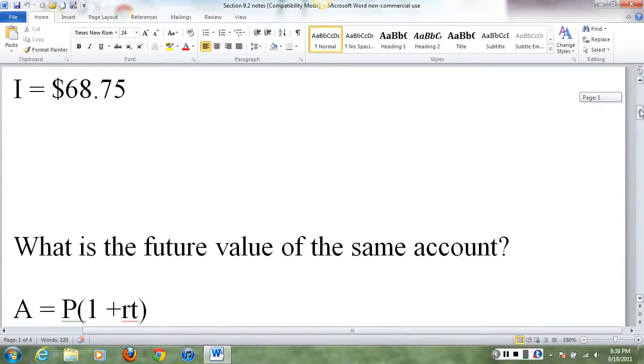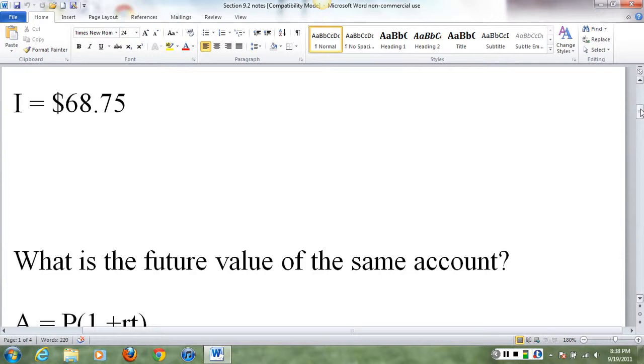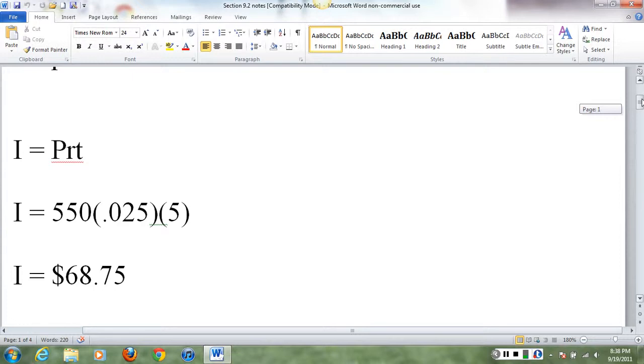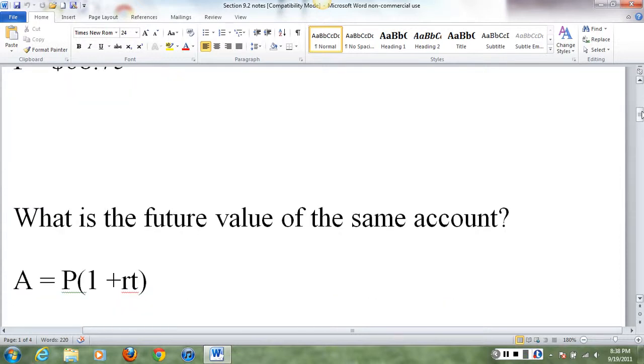And then taking that one step further, what is the future value of the same account? Future value means that not only are you calculating what the interest is, what's that new account actually worth at the end of this 5-year period? And for that, we have a couple options. You can either take what you have in interest and add it back onto the original amount, or you can use a new formula, this one here, A equals P times the quantity 1 plus RT.